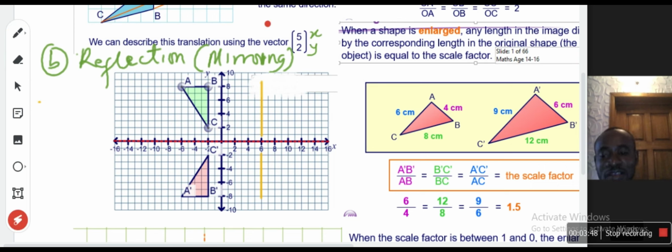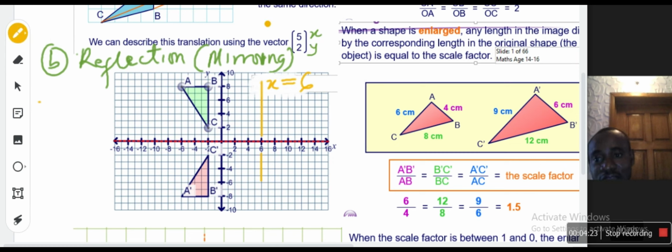Look at this yellow line I just drew here. What's the equation of this line? 6. On what position? When you are describing a point on a Cartesian plane, you need to measure whether it is on X or on Y. 6 on what? X. So this line is the line of equation x equal to 6. Did you see that? This is a line of equation x equal to 6.